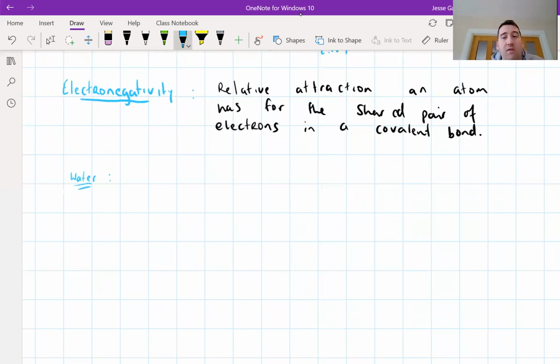So what I want to do is pause the video. We use a dot and cross diagram to show the bonding in water. Is it covalent? Is it ionic? You guys need to know that. And then a quick bullet point explanation down the side here. Okay, pause the video and do this now.